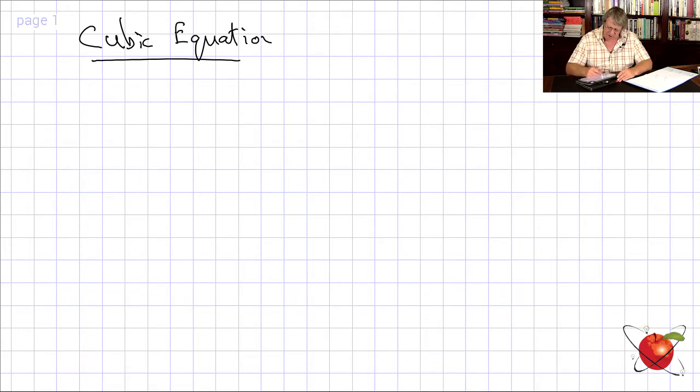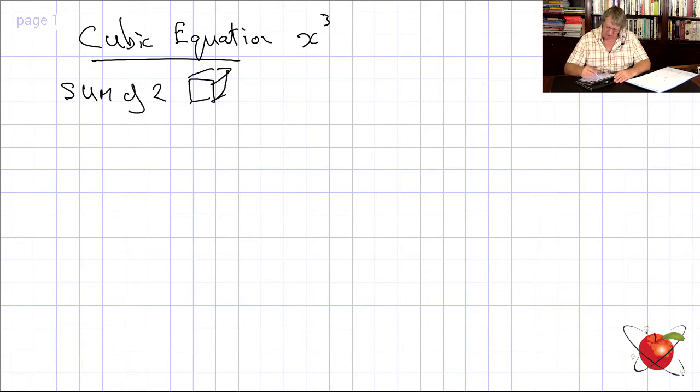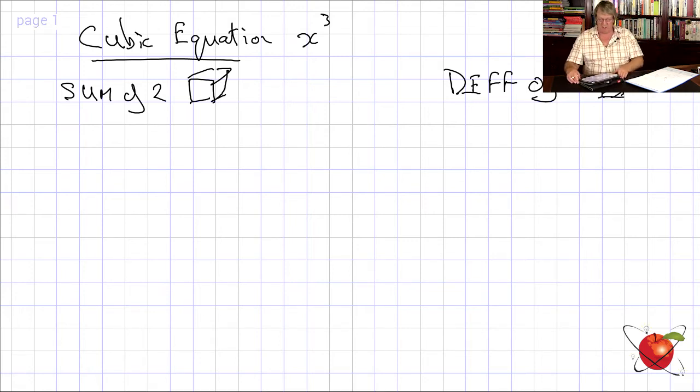This is a cubic equation. Cubic means there's generally an x to the power of 3 in it. Now, we're only going to do two types: sum of two cubes or difference of two cubes. Like that. We're going to either do the sum or the difference.